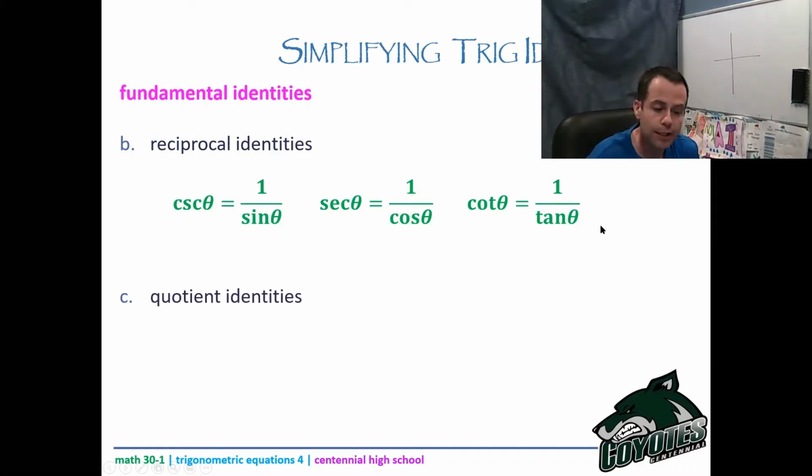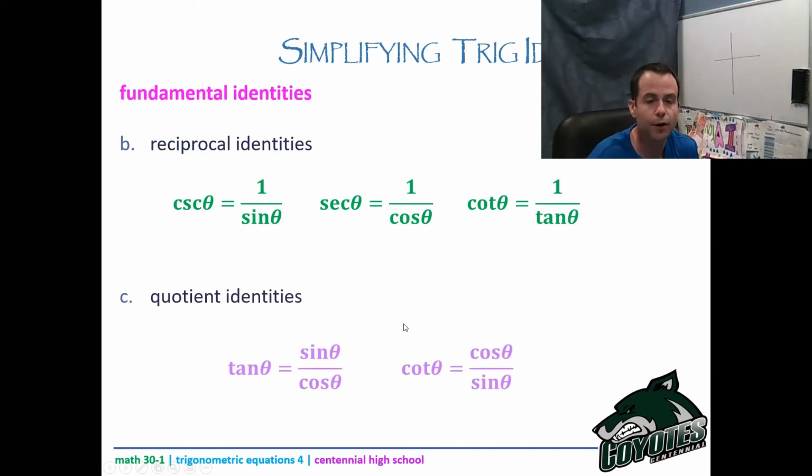Then we have the quotient identities, and the quotient identities involve tan and cotangent, but writing them in relation to sine and cosine. So tan of theta is sine of theta over cos of theta, and cotangent of theta is cos of theta over sine of theta.